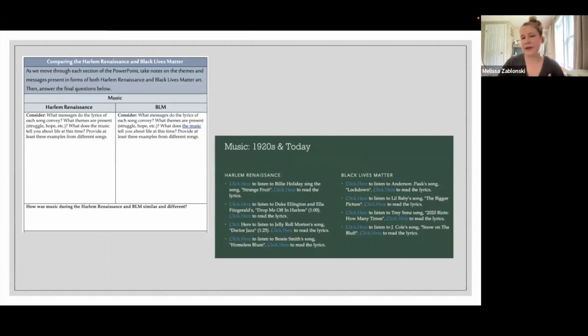The culminating activity for this is students make a visual Venn diagram. They have on one side Harlem Renaissance, one side Black Lives Matter, and they find pictures that represent the themes and the messages of each of these movements, and they put them in the appropriate parts of the organizer. Then they write a little narrative explaining how the two movements are similar, what it tells us about the struggle of Black Americans over time, and what we can learn from both of these movements today in relation to racism in the United States.